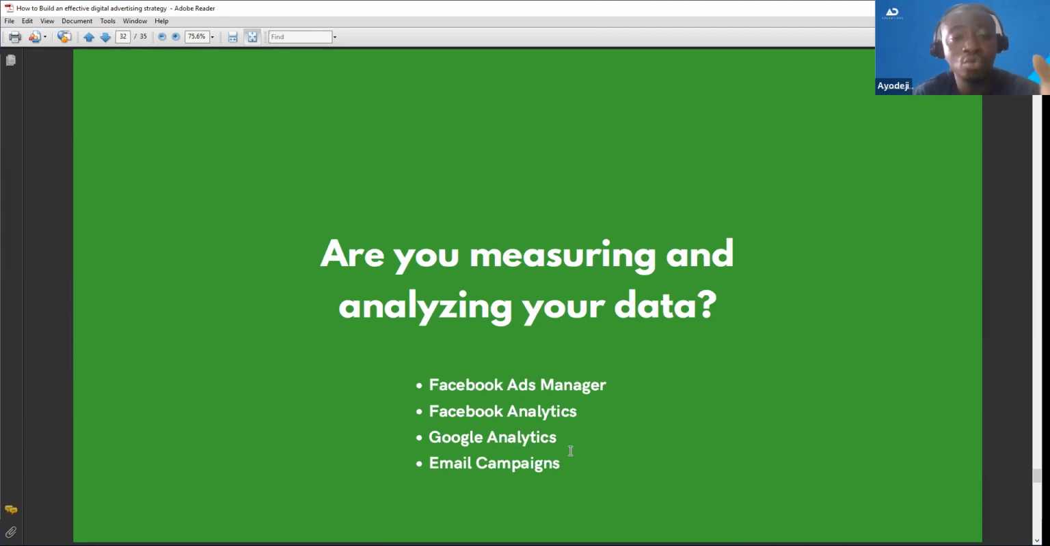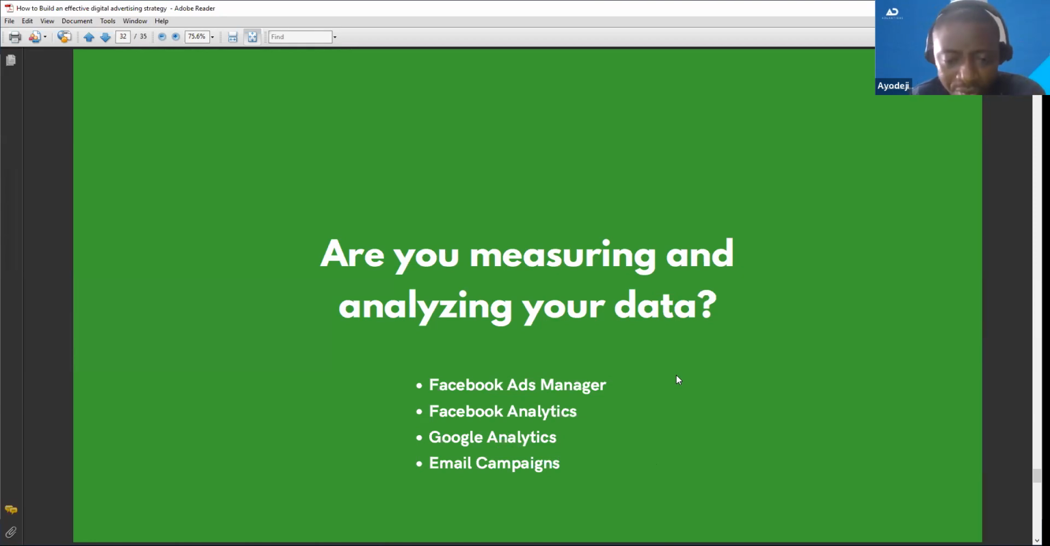This is only for people who have websites. If you have a website, talk to your developer, install Google Analytics on your website. You can also install Facebook Pixel. Both of them are measurement tools that allow you to know what is happening on your website.